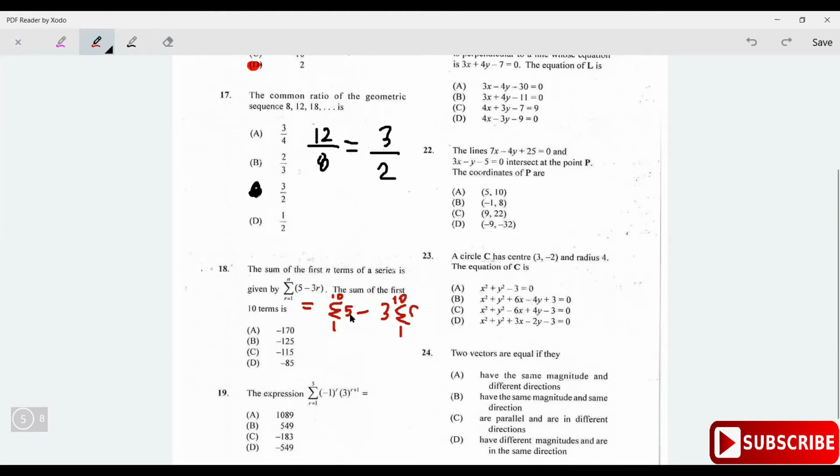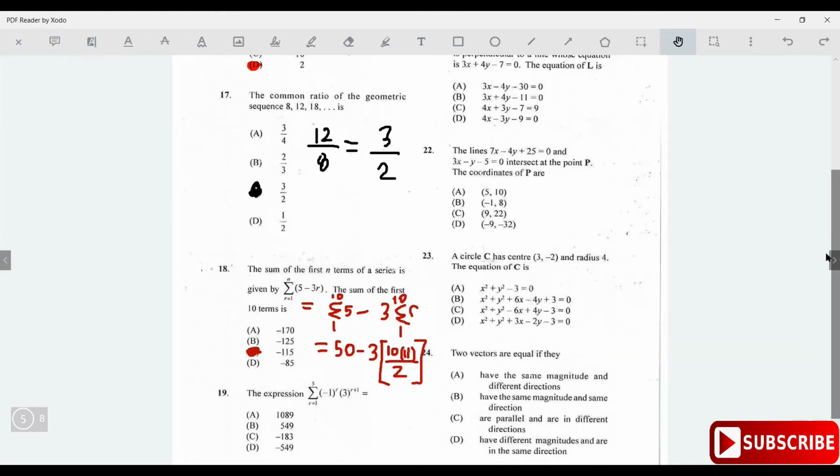Now the sum from 1 to 10 of 5 is 10 times 5, which is 50. Minus 3 times the sum from 1 to 10 of r. The sum from 1 to n of r is n times n plus 1 over 2, so it's going to be 10 times 10 plus 1, which is 11, over 2. Now we work this out: 3 times 10 times 11 divided by 2. 50 minus that is minus 115. Nice and easy.